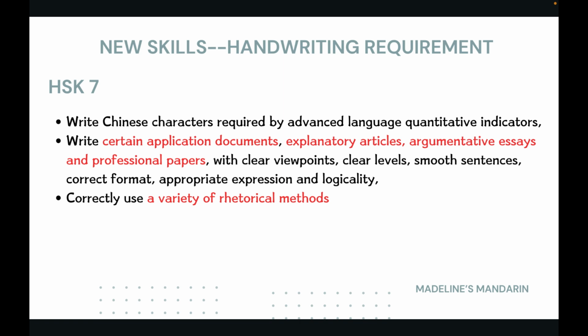HSK 7. Write Chinese characters required by advanced language quantitative indicators. Write certain application documents, explanatory articles, argumentative essays, and professional papers with clear viewpoints, clear levels, smooth sentences, correct format, appropriate expression, and logicality. Correctly use a variety of rhetorical methods.